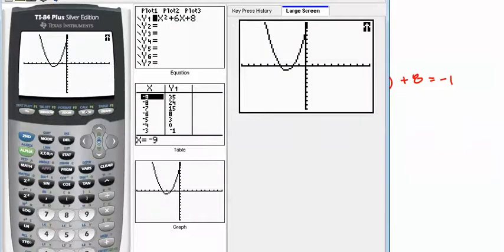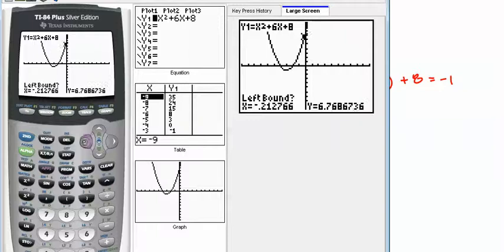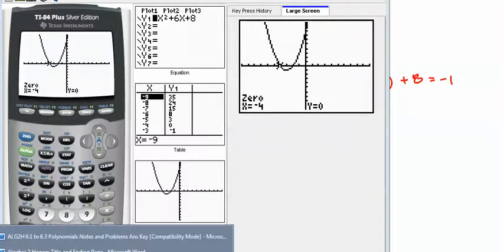Hit the second, trace, so calc right above trace. And we say we want the zeros, the roots. This is why I told you what all those things were. And it says, well, what's the left bound? And we're going to go for the left one first. You can see what I call the spider. It's little crosshairs. It looks like a spider to me. Going across, so say it's between that and about that. And we guessed right about there, and it says 0 is -4, 0.